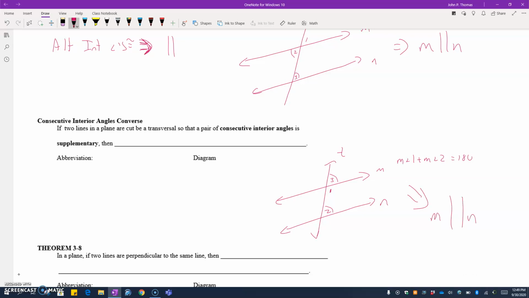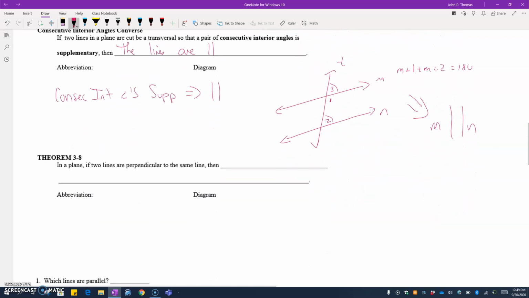lines. So we can use that to say that if in a plane, two lines are cut by a transversal, and a pair of consecutive interior angles is supplementary, then the lines are parallel. The abbreviation we'll typically use for this one is consecutive interior angles supplementary, and we'll just use SUPP for that, imply parallel.